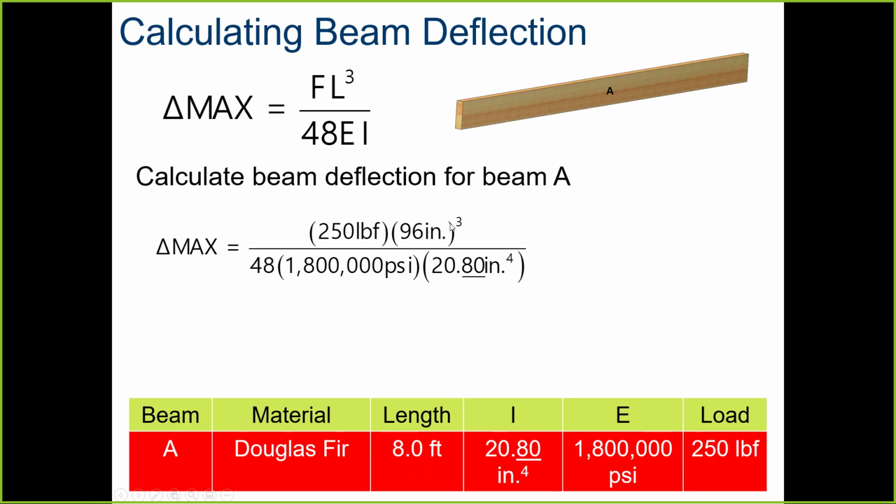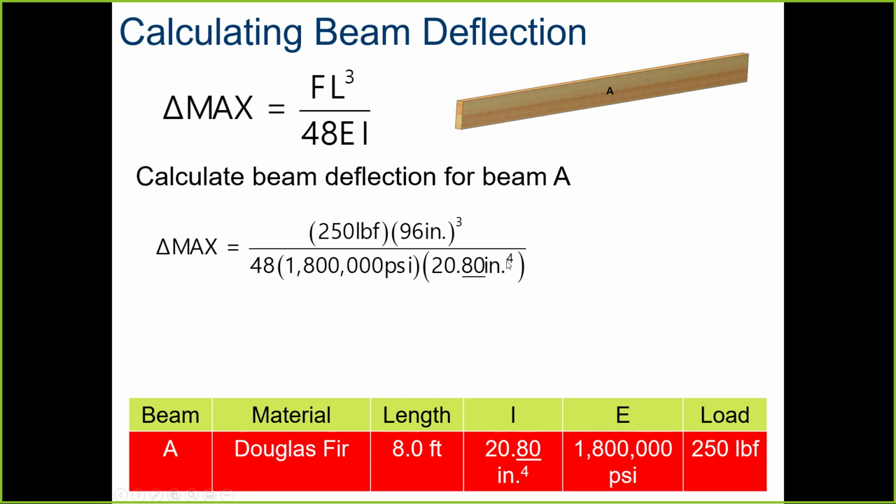There we go, but don't forget to cube it. And then 48 times your E, that's whatever the material is. You have to kind of look that up, but in your problems, they'll be given to you. And then, of course, the I, which either is given to you in this problem, right? They gave it to you, or you might have to calculate it like you did yesterday, where you look at the base and the height, and you do a little math problem, divide by 12, right? So here we go. You have to do this math.